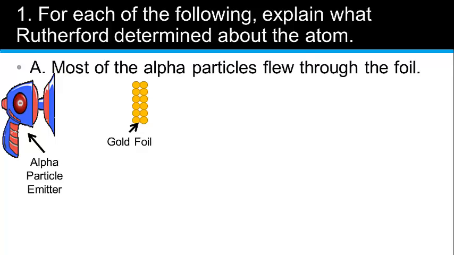The first problem is regarding Rutherford's gold foil experiment. For each of the following, explain what Rutherford determined about the atom. Most of the alpha particles flew through the foil.